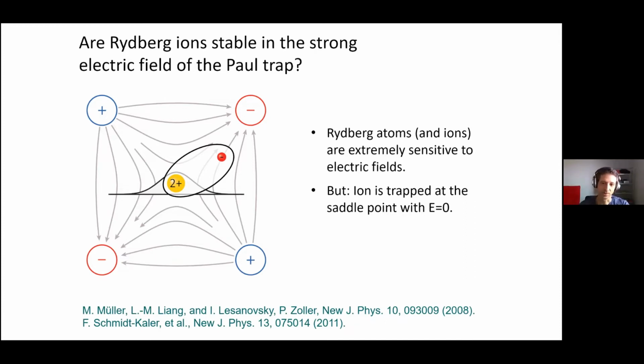The good thing, of course, is the ion is trapped at the saddle point of this electric field. So here you have the quadrupole, and right in the center where the ion is usually trapped, the electric field is 0. There's only a quadrupole field. If you go a little bit out, you have an electric field, a dipole field, but right in the center, you only have a quadrupole electric field and no electric field present. So in that sense, even if there are strong electric fields around, in first order, the Rydberg ion will not see the electric field. Only due to the spread of the wave function, it will see the electric field.